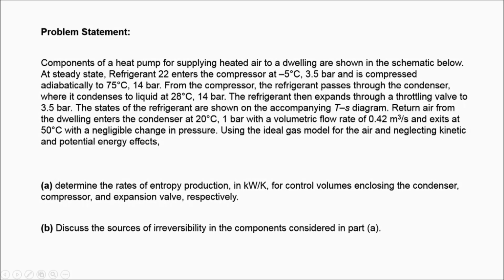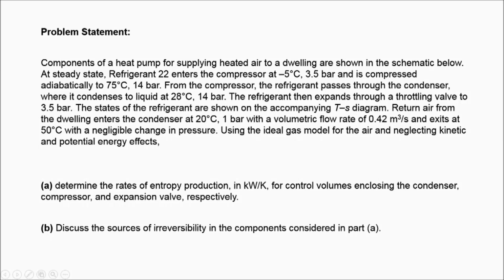Let's take a look at the problem statement as given to us. Components of a heat pump for supplying heated air to a dwelling are shown in the schematic below. At steady state, refrigerant 22 enters the compressor at 25 degrees C and 3.5 bar, and is compressed adiabatically to 75 degrees C and 14 bar. From the compressor, the refrigerant passes through the condenser, where it condenses to a liquid at 28 degrees C and 14 bar. The refrigerant then expands through a throttling valve to 3.5 bar. The states of the refrigerant are shown in the accompanying TS diagram.